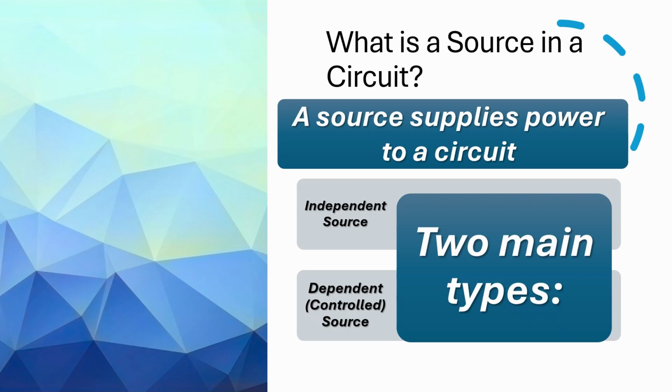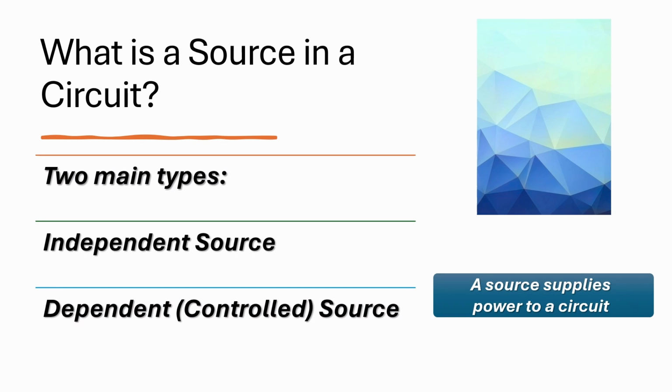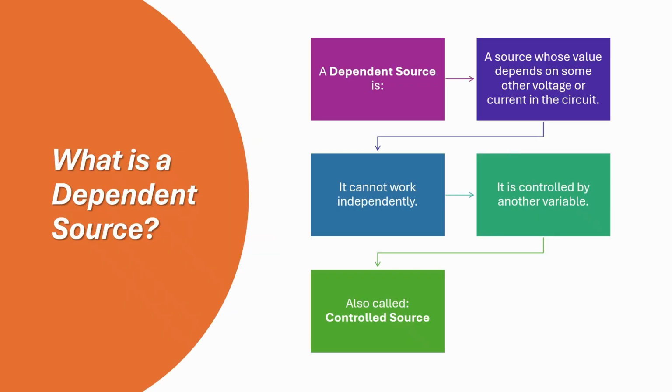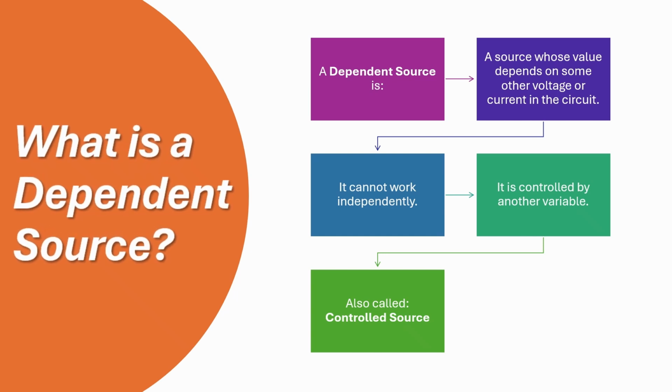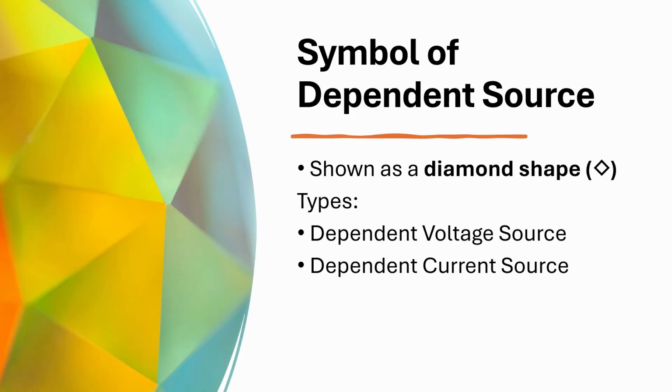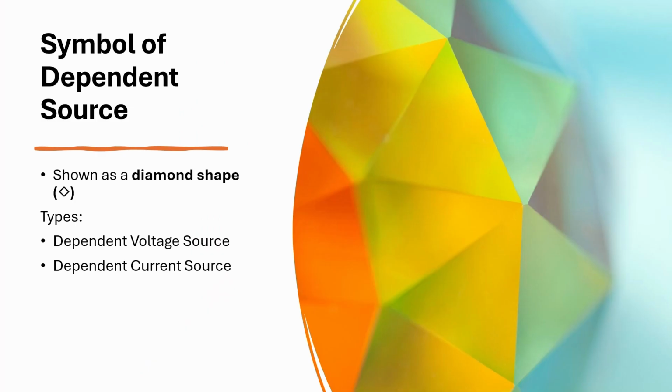What is a source? Simply put, a source is what supplies power to your circuit. There are two main types you need to know: independent and dependent, which is also frequently called a controlled source. While an independent source just does its own thing, a dependent source is a source whose value depends entirely on a different voltage or current somewhere else in the circuit. It literally cannot work on its own because it is being controlled by another variable. You can always spot them in a schematic because they are drawn as a diamond shape.